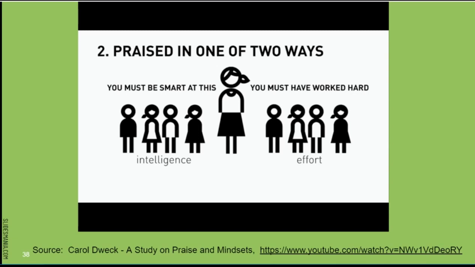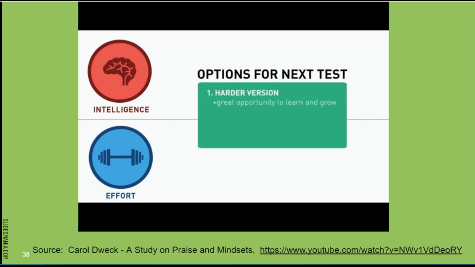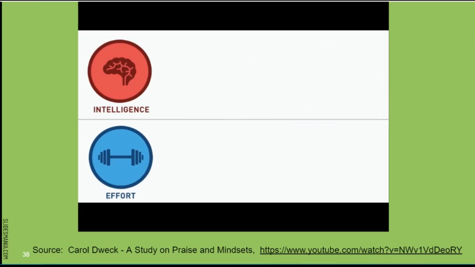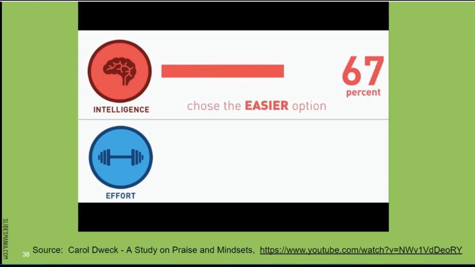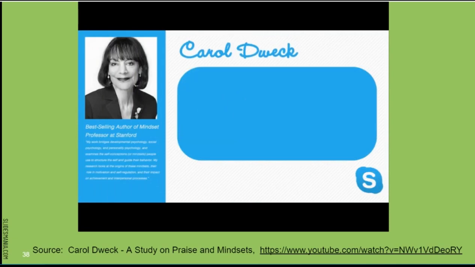So after praising the kids and getting them divided up into the 2 groups, they gave them all an option for their next test. The first option was, hey, this next test is going to be a little bit harder, but it's going to be a great opportunity to learn and grow. Now the second option was, this next test will be similar to the first and you will surely do well on it. Now the interesting thing is, out of the group that was praised for their intelligence, 67% of them chose the easier option, while 92% of the kids who were praised for their effort chose the harder test. This is unbelievable to think about, how just the subtle difference in the way that they were praised had such an impact. Carol Dweck explains why this happens.